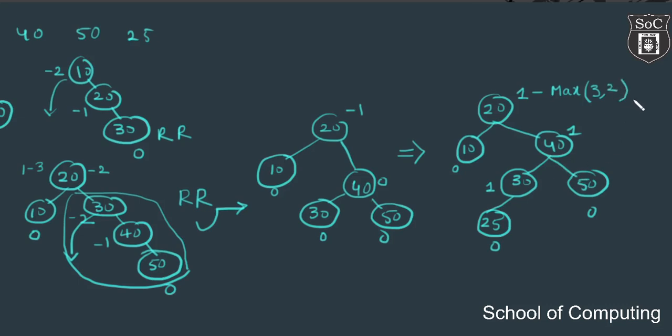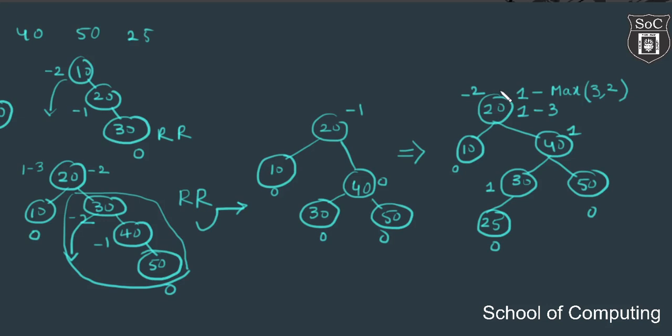So what do I have to take? I have to take the maximum of it. So it will become 1 minus, what is the maximum? 3. 1 minus 3 is minus 2. So height at 20 is minus 2 and it is imbalanced. Now tell me why there is an imbalance. There is an imbalance because we added a new element.